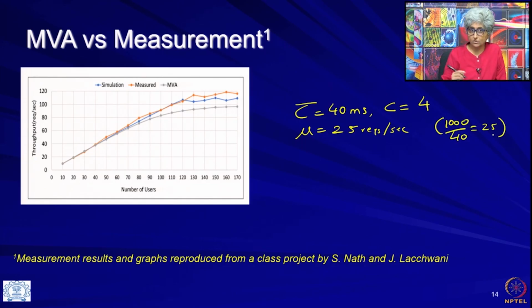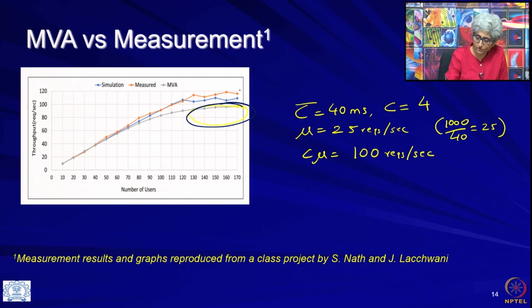So, that is one core's maximum capacity, and C mu will be around 100 requests per second. This is our predicted maximum throughput for the system. Let us see what happens. Clearly the MVA goes towards 100, and that is exactly where it goes.